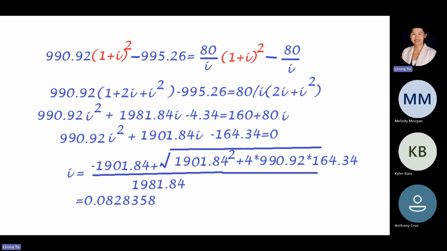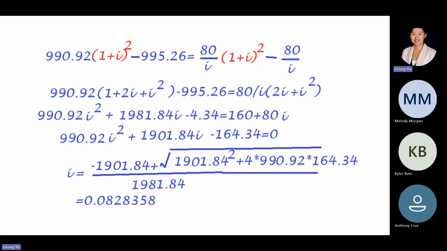On the left side, I expanded the 1 plus I squared. The one on the right side was 1 plus 2I plus I squared. So there's a 1. So we have 80 over I, 80 over I. That was definitely canceled. And the rest of them, because we divided by I squared, canceled that I. So then we end up having an equation that's equal to.